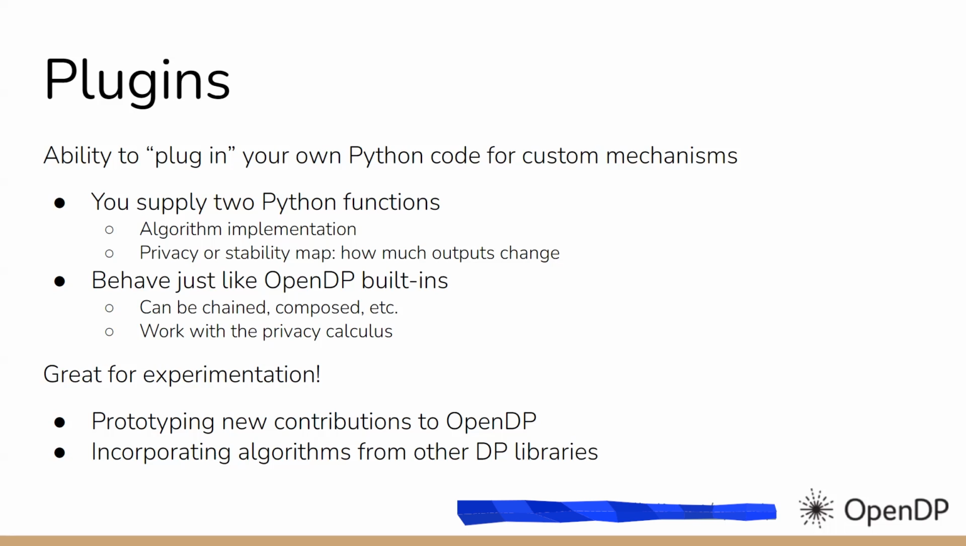And this is really great for experimenting, prototyping new contributions to OpenDP. I think it helps lower the bar of entry for people who want to make contributions to the library. We're not asking you to go out and learn Rust unless you're interested in learning Rust. You can implement them in Python, and we can move them into Rust if that would be helpful. It also lets us incorporate algorithms from other DP libraries. I've used them extensively when writing my book, Hands-on DP, in order to demonstrate how differentially private mechanisms are implemented and work.